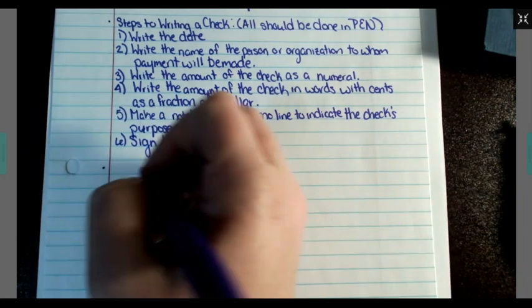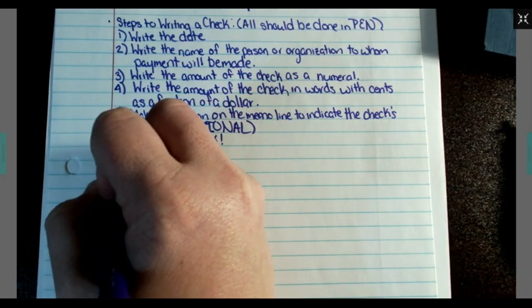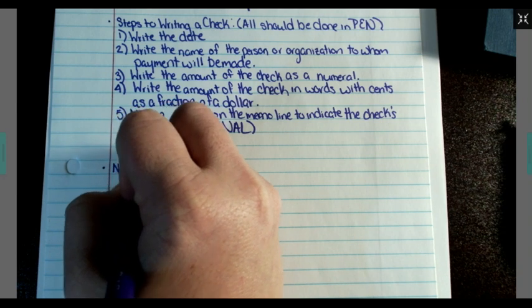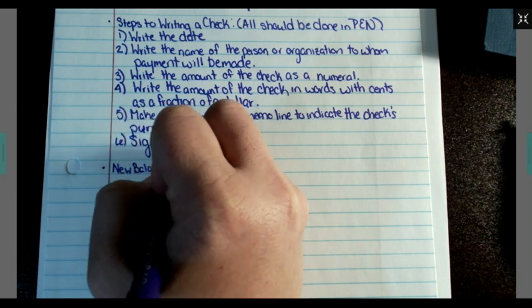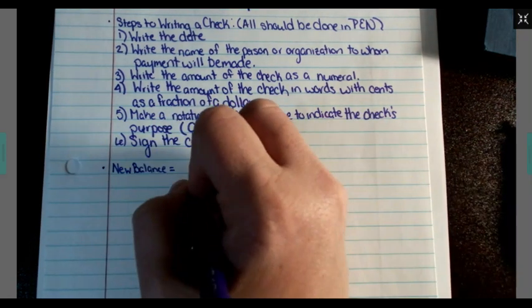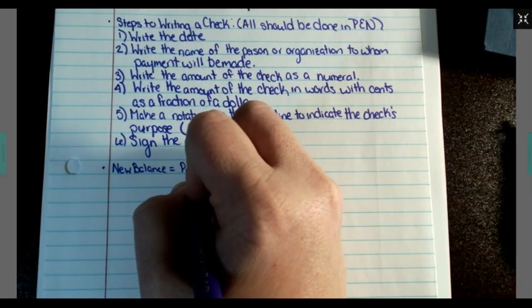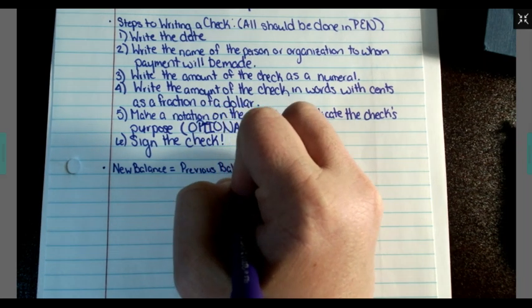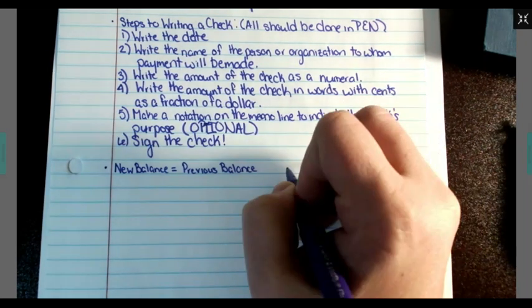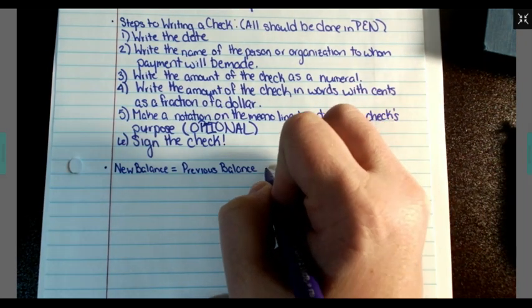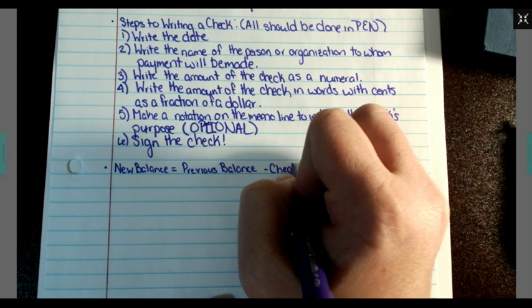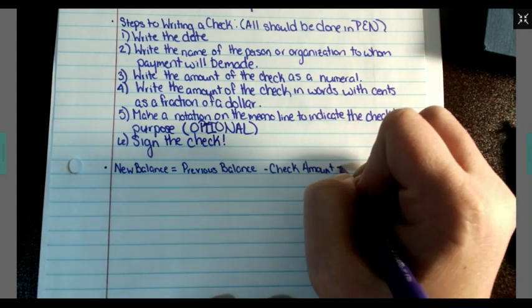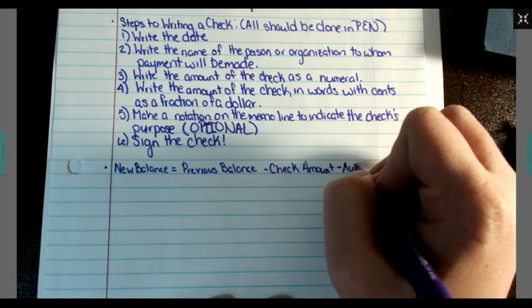They are new balance equals previous balance minus check amount minus automatic transfers.